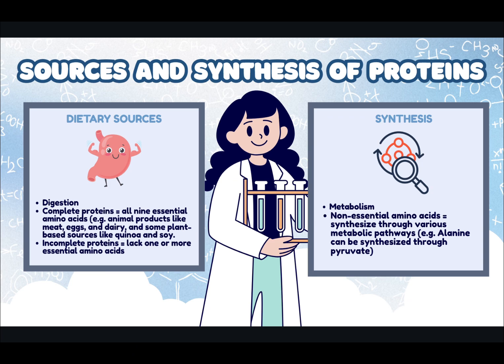Most plant-based foods such as beans, nuts, and grains fall into this category. Vegetarians and vegans often combine different incomplete protein sources like rice and beans to ensure that they get all essential amino acids. Synthesis. For non-essential amino acids, our bodies can synthesize them through various metabolic pathways, often by modifying other amino acids or intermediates from carbohydrate and fat metabolism. For instance, alanine can be synthesized from pyruvate, a product of glucose metabolism.